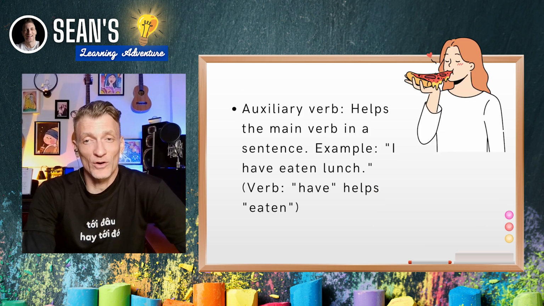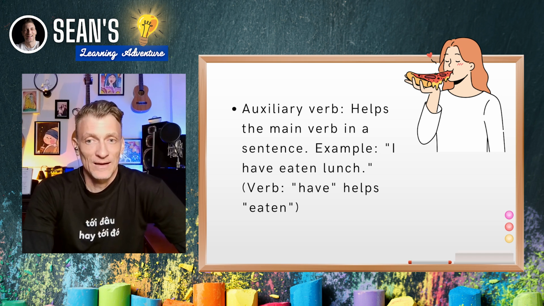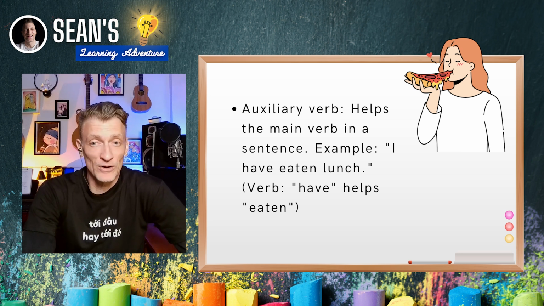Now, an auxiliary verb is a little different. It helps the main verb in a sentence. An example is, I have eaten lunch. Now, for those of you who have studied English for a while, you know this is the present perfect.